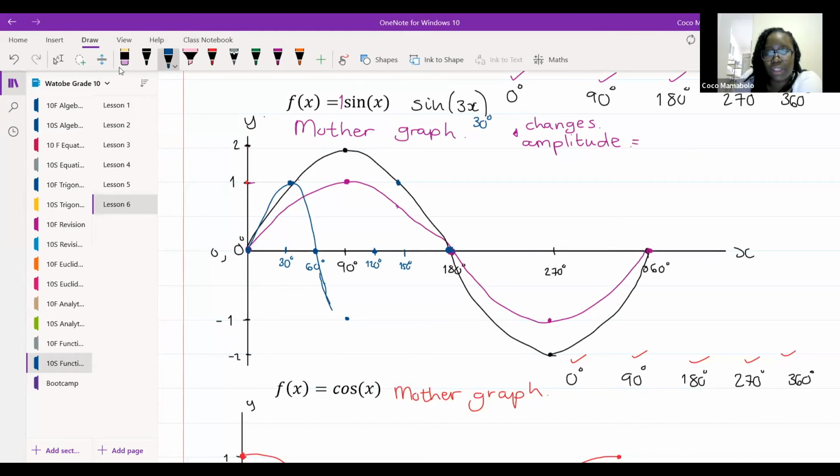Thank you, Teacher Nels. Thank you for that. Cool. Guys, it's a graph. It's something.